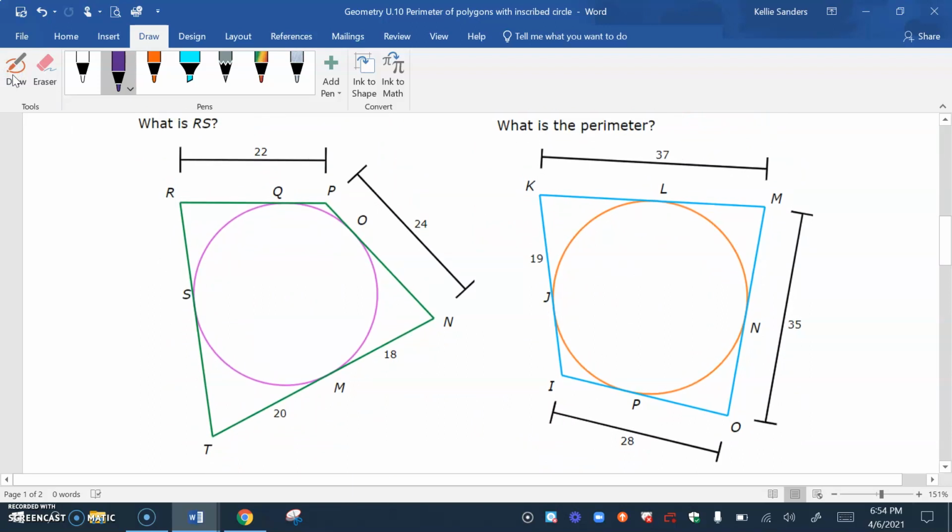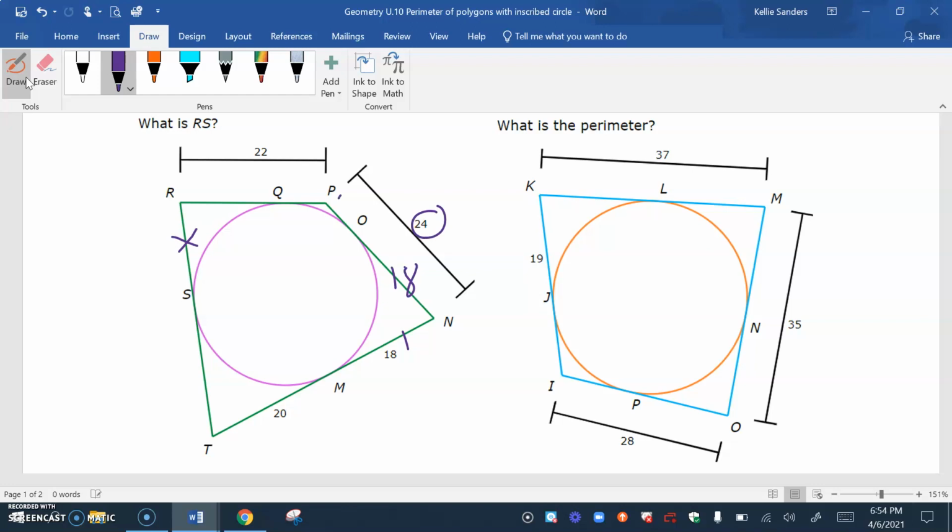What is RS? RS is right here. And so let's see what we have. So this is 18, so this is 18. All of this is 24, so this is 6. So this is 6. All of this is 22, so that is 16. So RS is 16. Add and subtract.